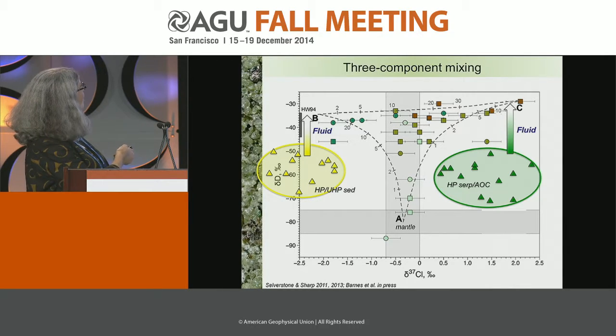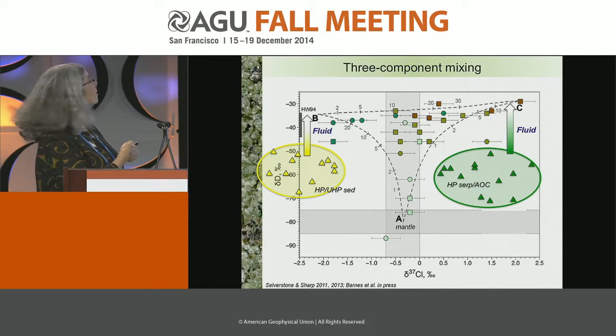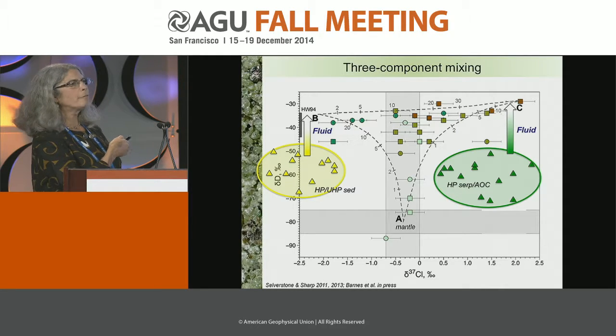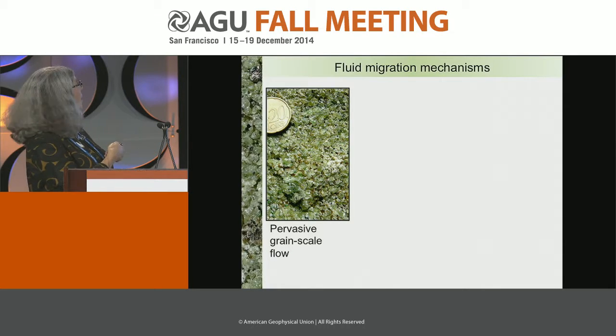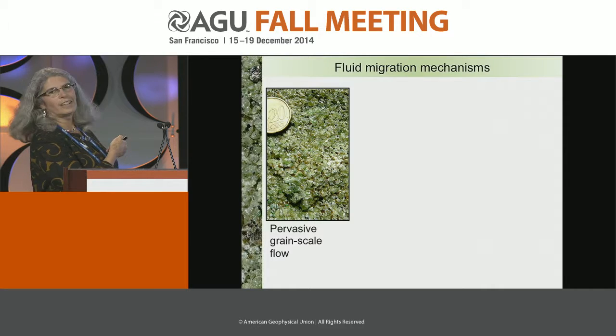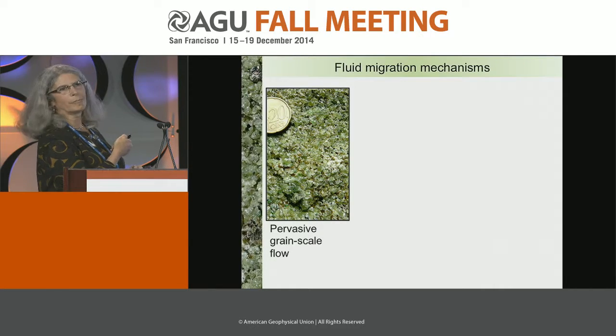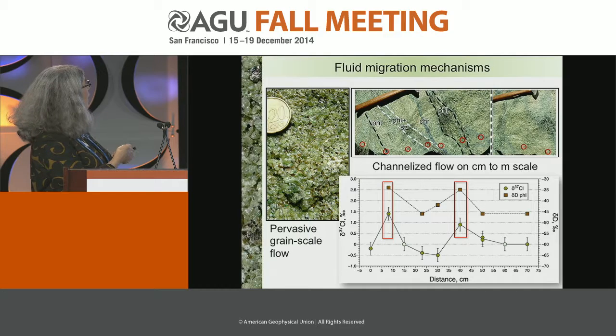And you can see that these data fit very nicely with this 3-component mixing model. So we start out with pristine mantle and we have at least 2 different fluids derived from different subduction components that are percolating through these rocks. And they're doing so both pervasively, causing grain scale alteration and growth of micas and amphibole. And we also see evidence for channelized flow.